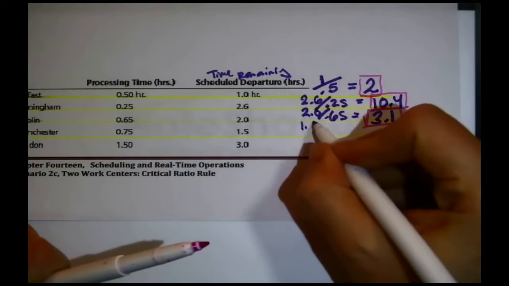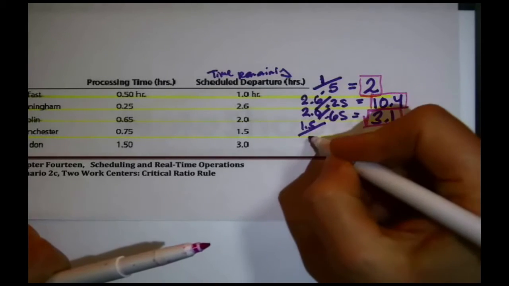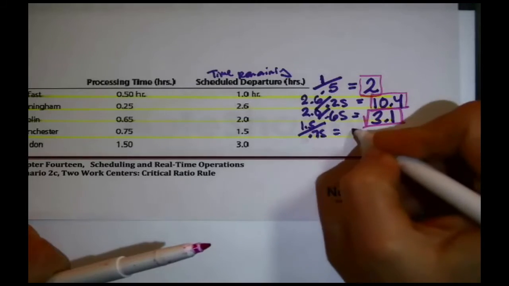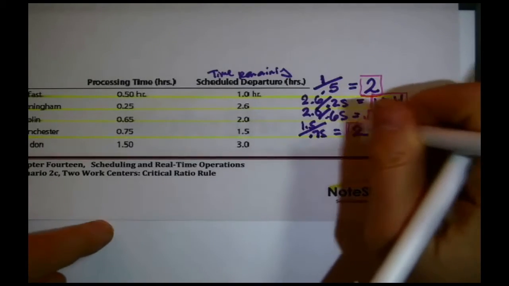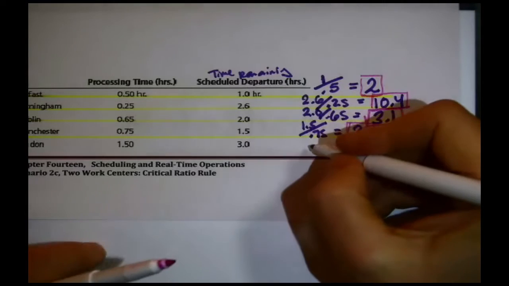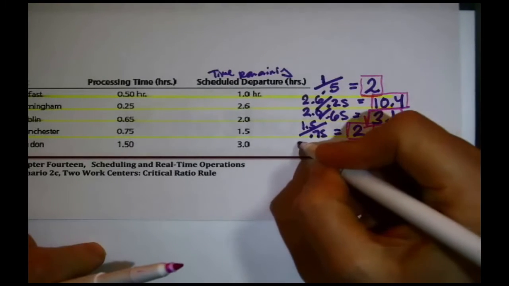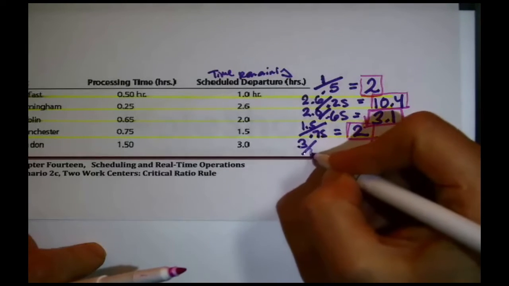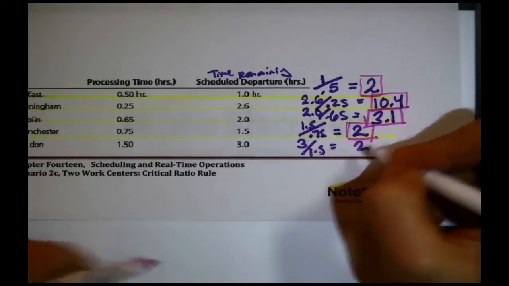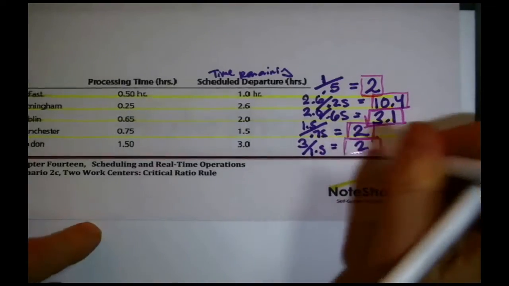Manchester, 1.5 hours remaining till it has to leave. 0.75 hours worth of work is another critical ratio value of 2. All right. And then in the case of London at the very bottom, 3 hours until it has to leave, but it's 1.5 hours worth of work. So that is also a critical ratio value of 2.